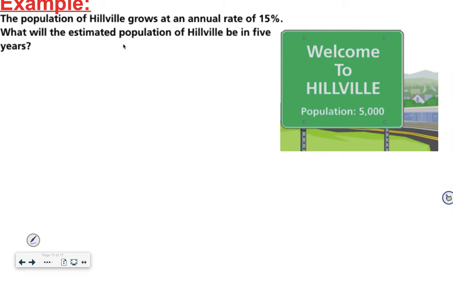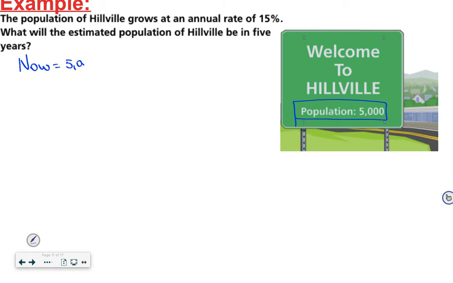Today we are going to learn exponential decay and exponential growth. The population of Hillville grows at an annual rate of 15%. What will the estimated population of Hillville be in 5 years? First of all, what is the current population? Which is 5,000.